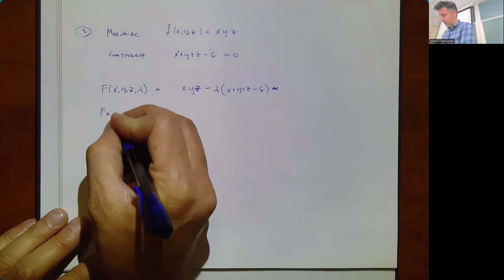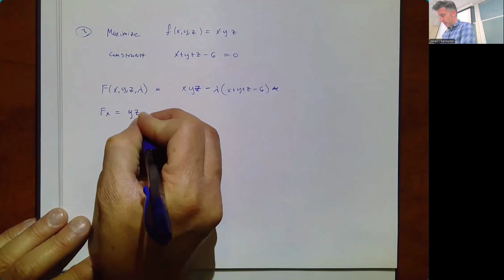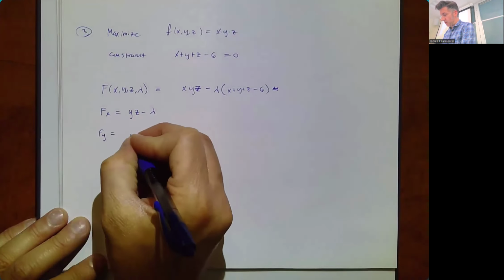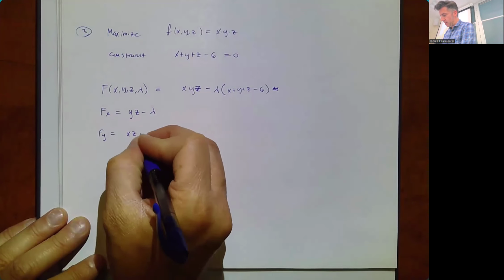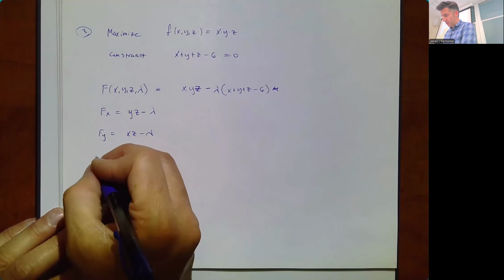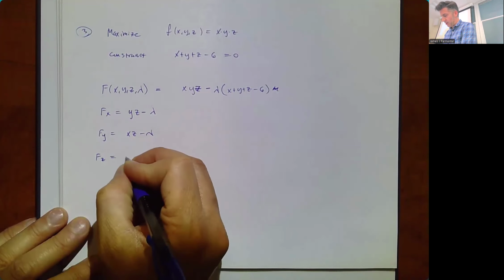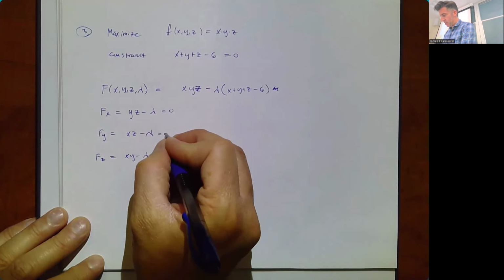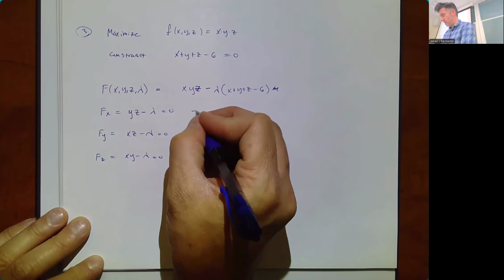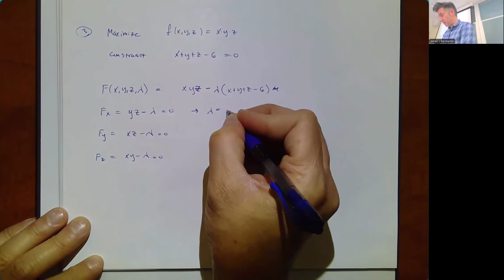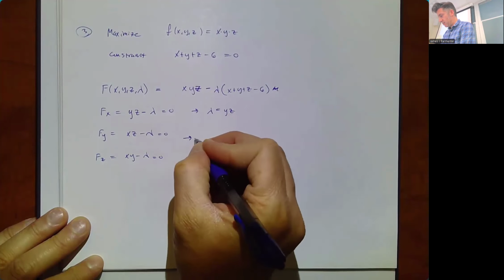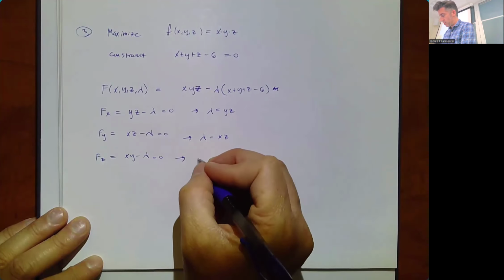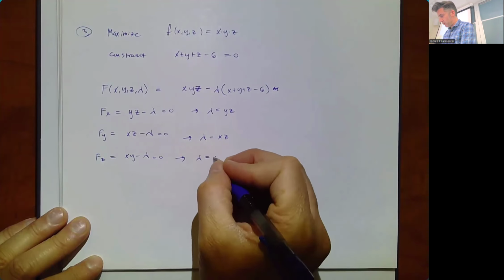My fx is going to be yz minus lambda times 1. My fy is going to be xz minus lambda times 1. My fz is going to be xy minus lambda times 1. So each of these equal to 0. And we can really see quickly that lambda is going to be yz or xz or xy.